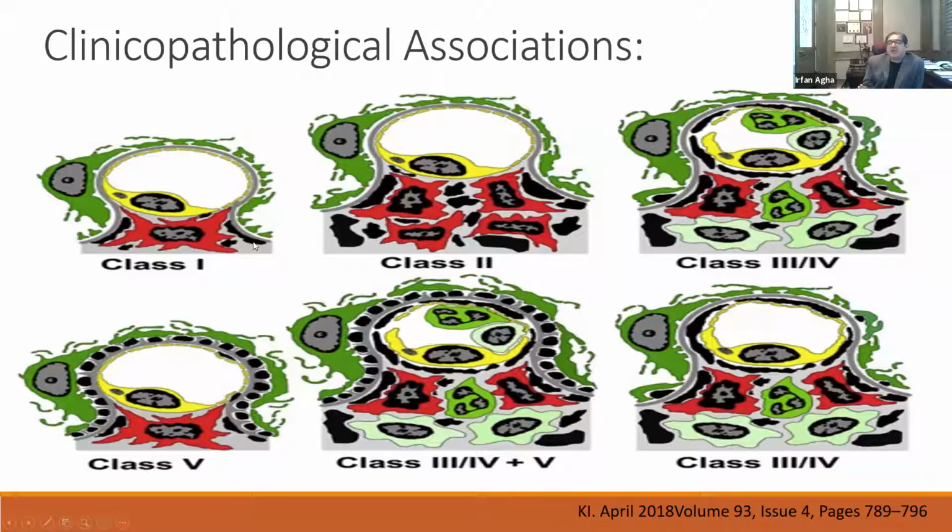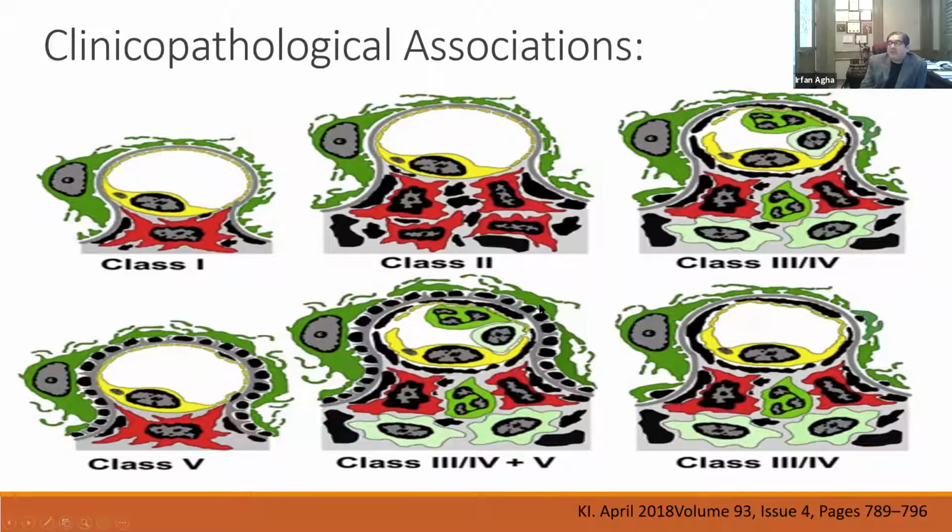All you see is just a little bit of deposition in the mesangium, and this is how you define class 1 lupus. The histopathology on light is going to be completely normal. You are going to see immunofluorescence in a mesangial pattern, and you will not see any proliferation in the mesangium in class 1.